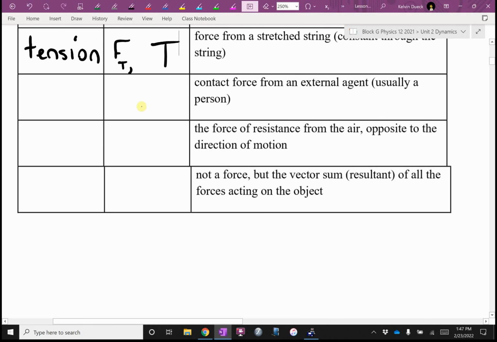What was the contact force from an external agent, usually a person, or I often said invisible leprechauns? It was coming from off the page, the mystery force that was coming from off the page. What did we call that one? That was F applied. And I abbreviated that as F_a.